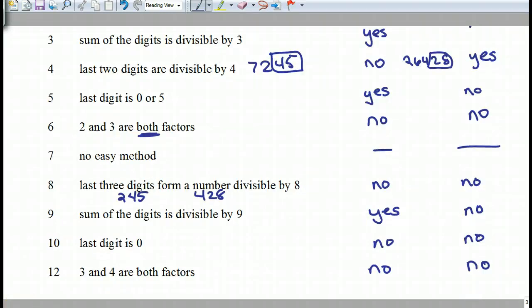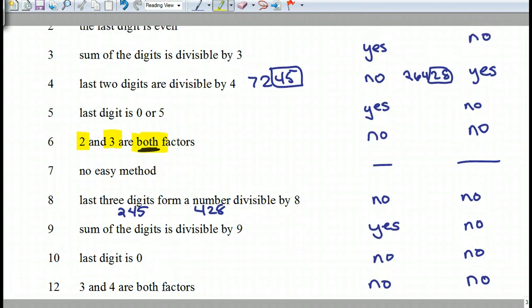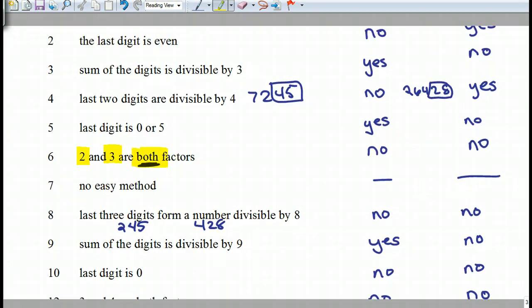All right, so now if you want to look at 6, we want to see if 6 is divisible. You have to look up above and see if 2 and 3 are both factors. So this one says no and yes. They're not both factors, therefore this one's no. And this one says yes and then no, so once again, it's a no for 6.